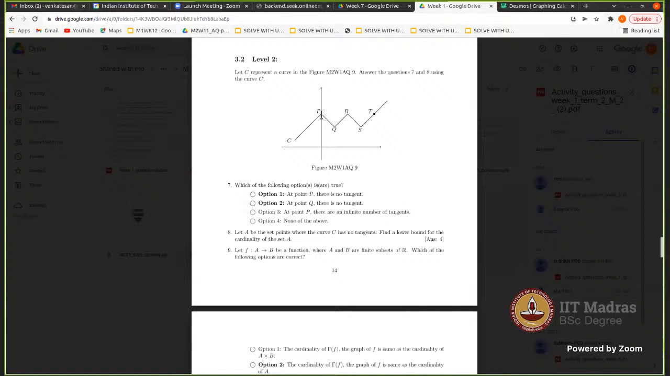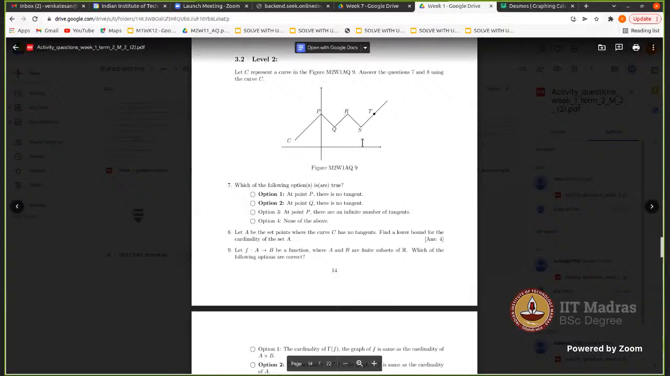Now you see at point P, at point Q, at point R, and at point S, the tangent will not exist. So there are 4 points where my tangent will not exist.